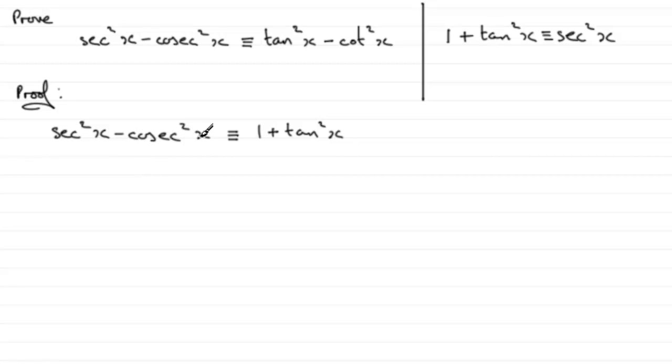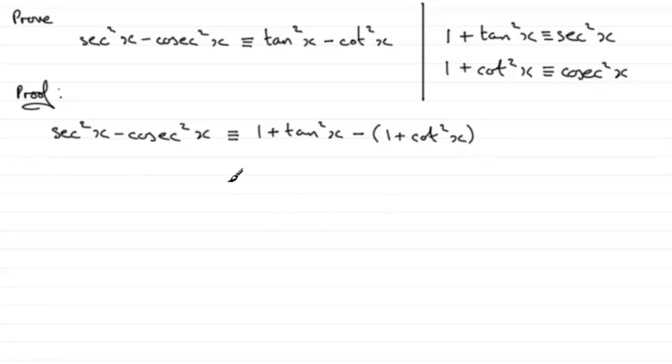Now we've got cosec squared x, and there's a cot squared x over here. And that reminds me, we've got another identity that you should already know, and that is 1 plus cot squared x is identical to cosec squared x. So instead of cosec squared x, I'm going to write 1 plus cot squared x. But I've got to be careful here because we've got two terms, and we've got this minus, so we need minus and then a bracket, 1 plus cot squared x.